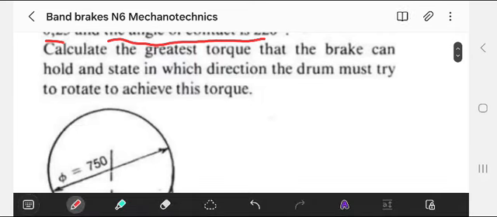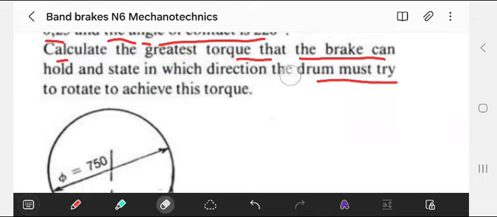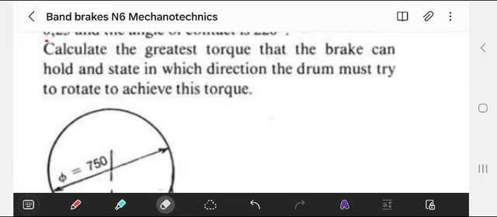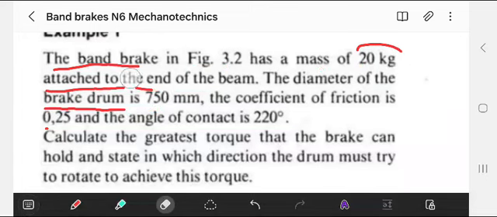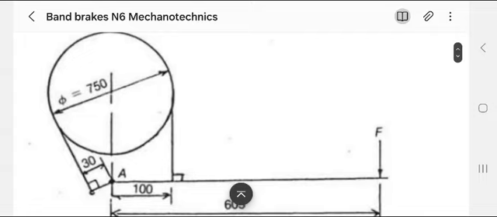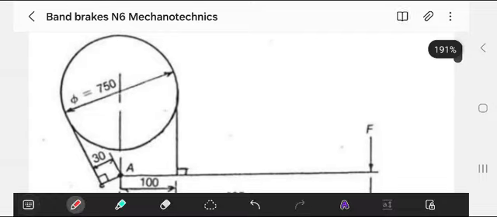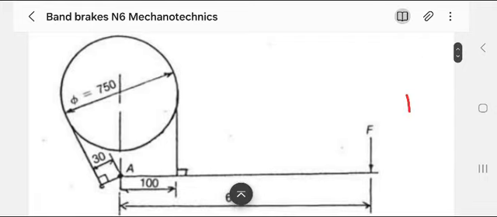It says here, calculate the greatest torque that the brick can hold. State which direction of the drum must try to rotate to achieve the torque. All right, okay. So this is what we are given so far. Then here is our figure. This is the figure that we are given. You understand? This is the figure.